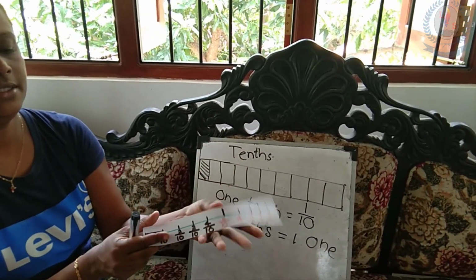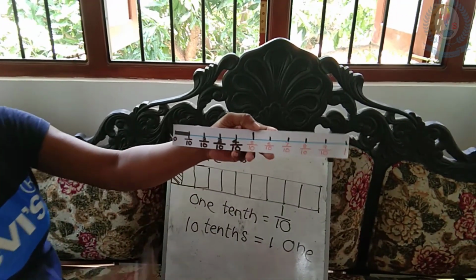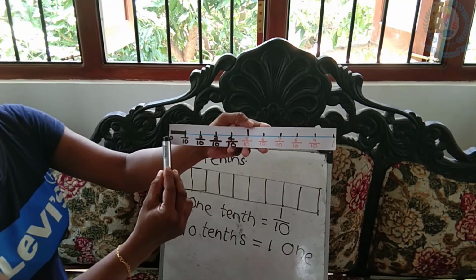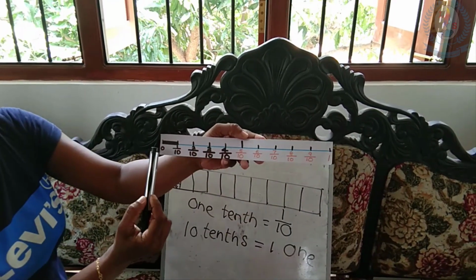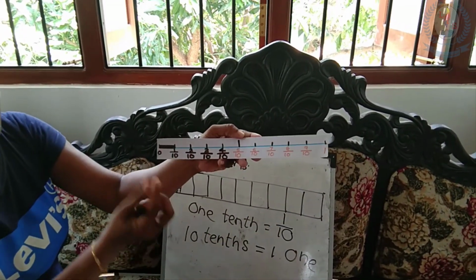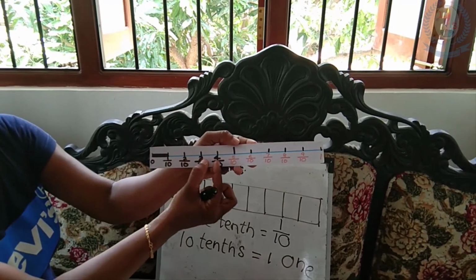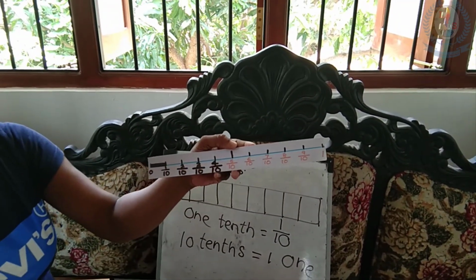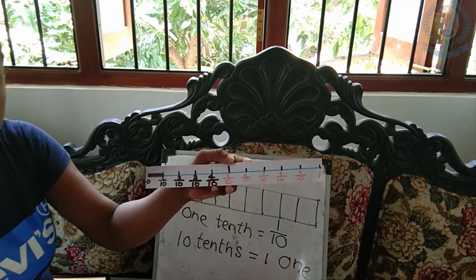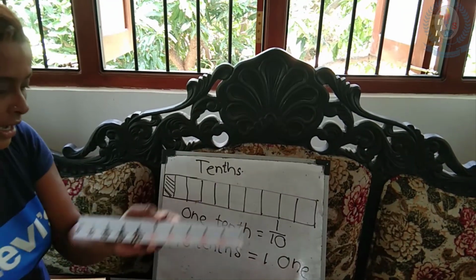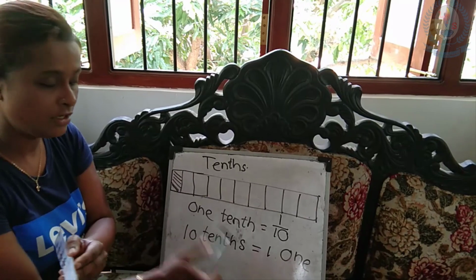Look at the number line. Here's the number line. The number line is divided into 10 equal parts from 0 to 1. There are 10 small parts. Each part is called 1/10. And keep this in mind. This is very important. There are 10 tenths in 1 whole.